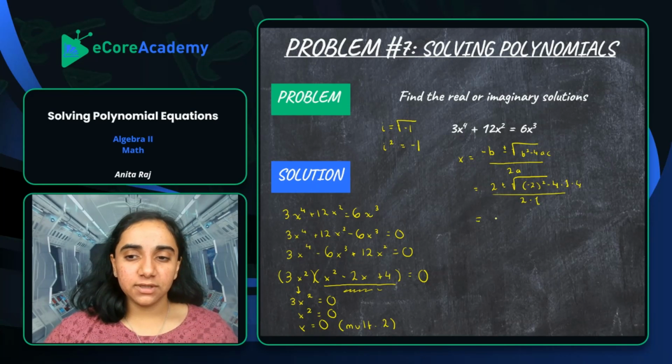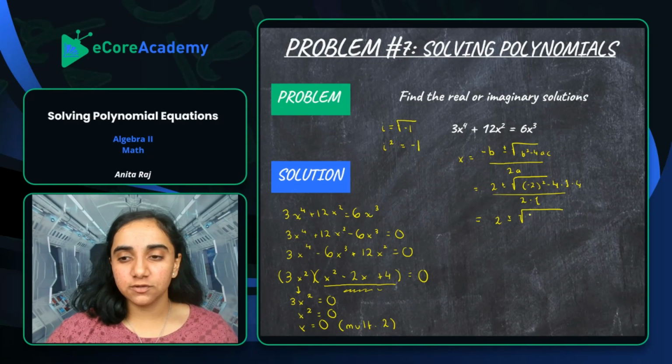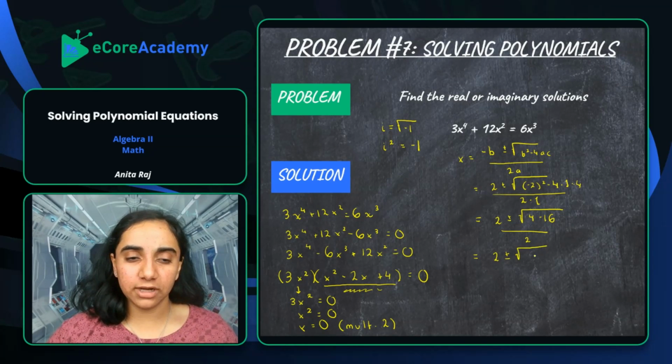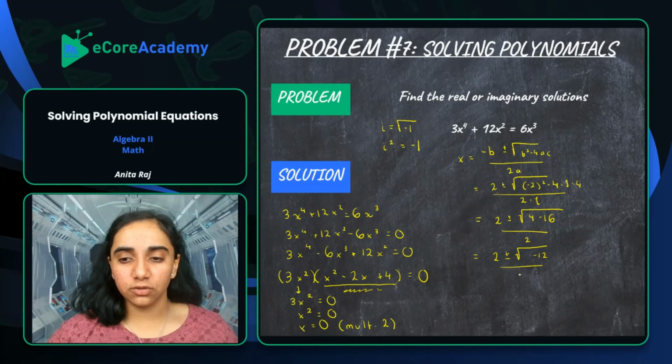We simplify this, we get 2 plus or minus the square root. -2 squared is 4. -4 times 1 times 4 is equal to -16, over 2 times 1, which is equal to 2. So then what we do is 2 plus or minus the square root of 4 minus 16, which is equal to -12, over 2.